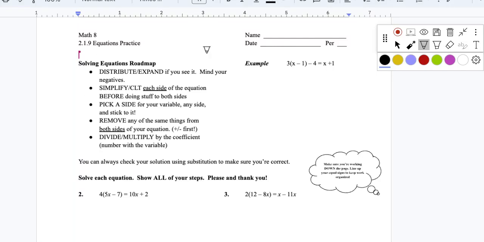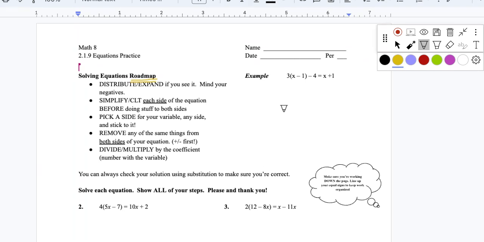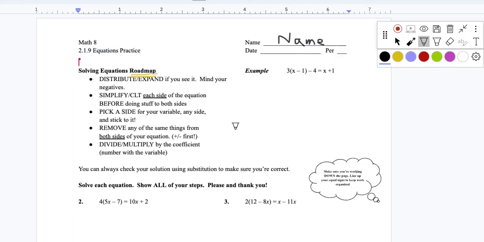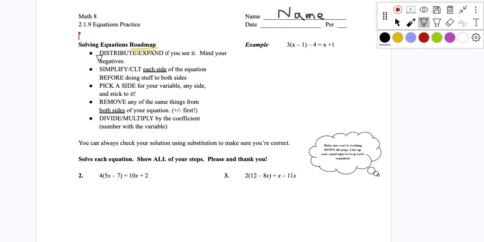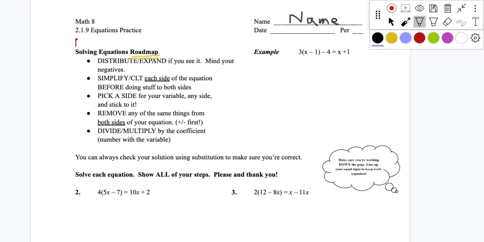Follow this roadmap, which it says right here. You see that? It says roadmap. Follow this roadmap, and let's see how far we can go as we learn how to solve equations. So go ahead and make sure to start by writing your name at the top right portion of your paper if you did not already do that. You can also write the date and also which period number you are. So, solving equations roadmap, I'm going to go ahead and follow this roadmap as I solve the example problem.